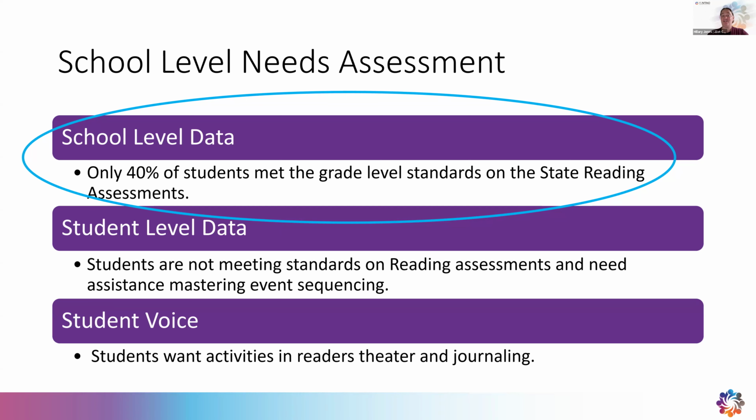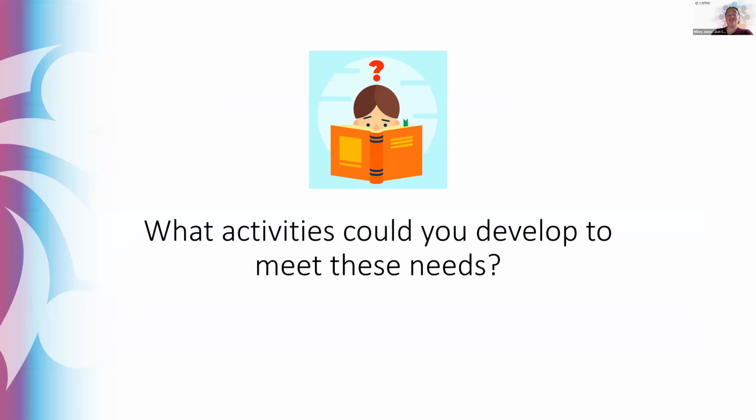So that's my question to all of you. As you think about the data that we've seen, that we've been talking about today, what activities could you develop that meet these needs for students? We know that they need to build some writing skills, some literacy skills, especially around event sequencing. We know that they're interested in dance, that they're interested in robotics. How do we connect these things?